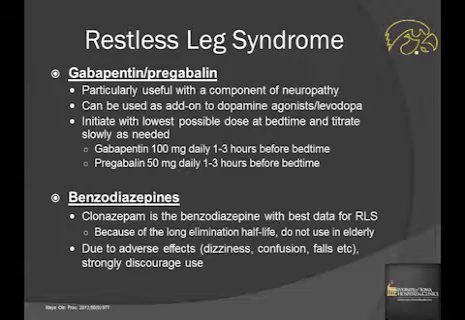I listed benzodiazepines for completeness' sake, but again, much like when we talked about the dystonic reactions, the benzodiazepines should really make you cringe. Clonazepam is really the only benzodiazepine with data for treating restless leg syndrome. But clonazepam, if you recall, has a long elimination half-life and should make us pretty squeamish to use in our elderly population.